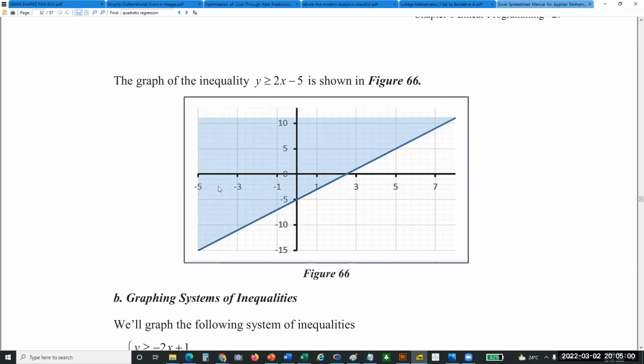Professor, does it mean that anything above that line is the inequality, and anything below is not? So anything above is greater than or equal to 2x minus 5. I mean to say all the y values will fall there whenever the x values change, on the right hand side. So that's the shaded area where you get all the answers.